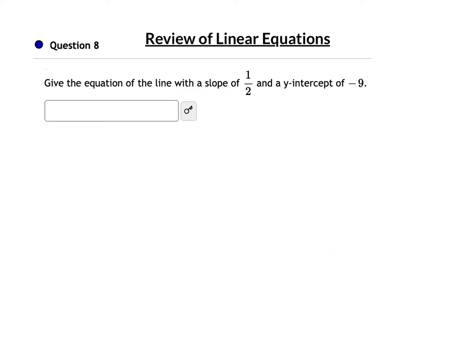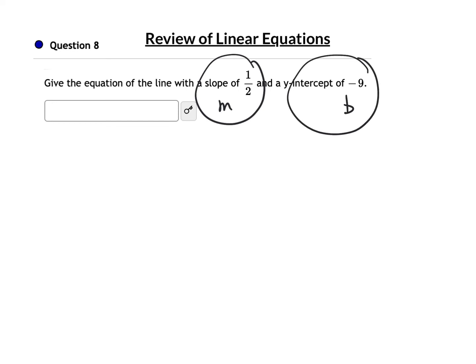Question 8 is a really quick one. We have the slope, that's the m, and the y-intercept, that's the b, and we're asked to make the equation of the line. We'll put that in slope-intercept form. y equals mx plus b.